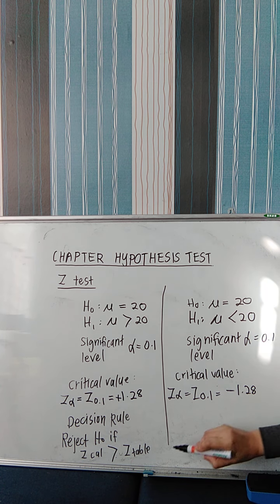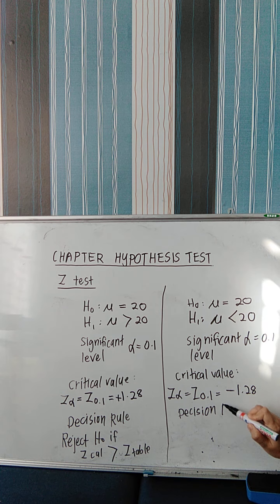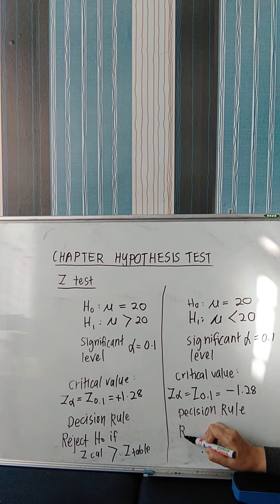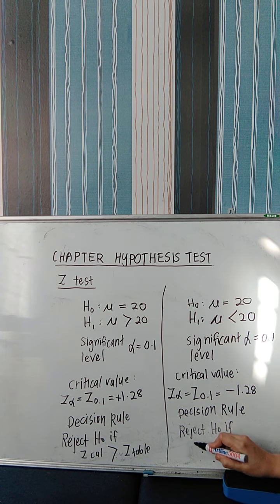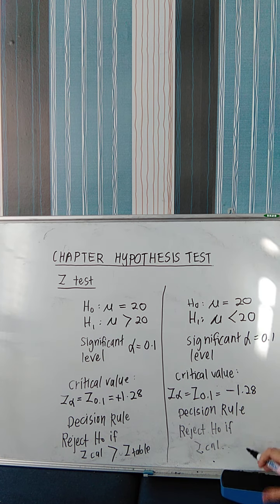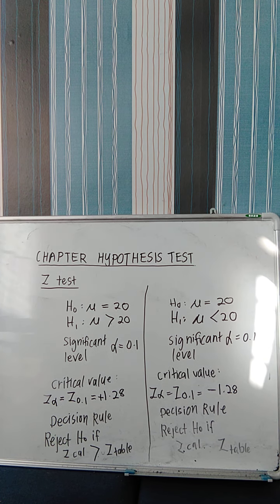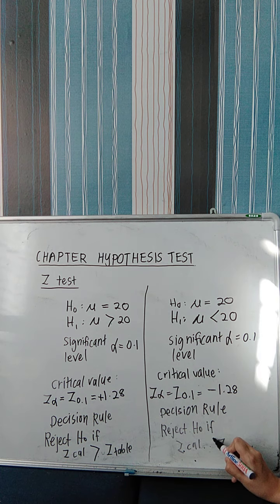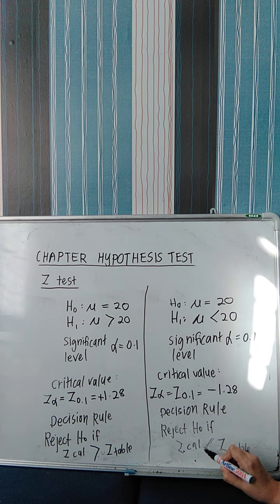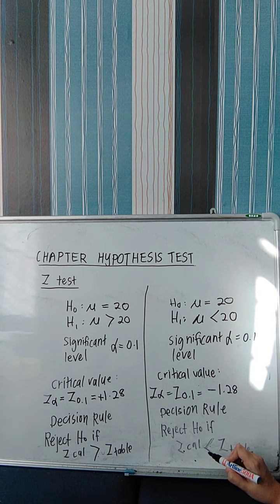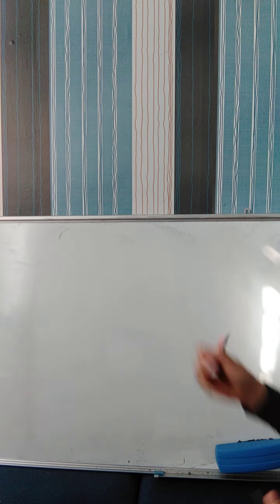But for this case, your decision rule is: reject H null if Z calculate is less than Z table. The symbol here is less than because H1 is less than, so your decision rule also uses less than. Okay, next we continue to example 1.